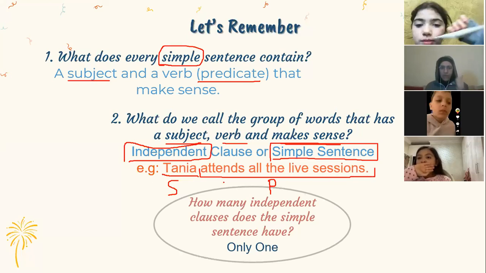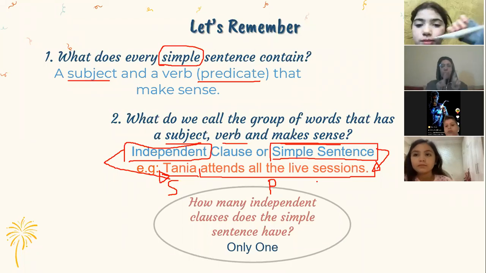So I have a subject, I have a predicate, and I have one complete idea. Then what does it make? It makes an independent clause or simple sentence. So I can name it both ways. When I say independent clause, I mean it's equal to the simple sentence. How many independent clauses does the simple sentence have? The simple sentence has only one independent clause. One simple sentence means one independent clause.